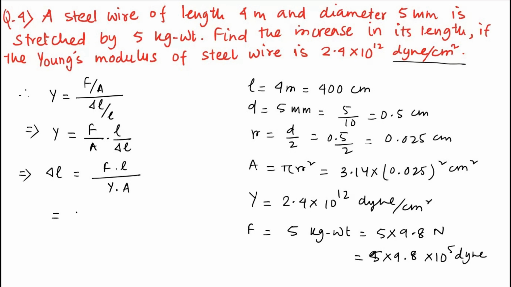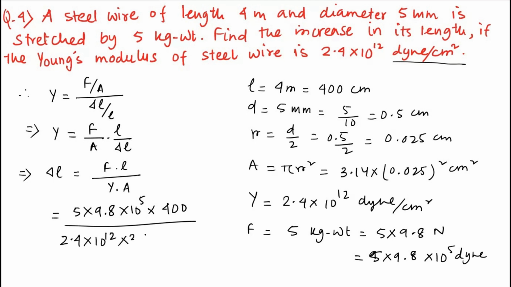So just substitute all the values here. So first 5 into 9.8 into 10 to the power 5, length is 400 centimeter divided by 2.4 into 10 to the power 12 into area is 3.14 into 0.025 square. And after calculating this, we will be getting 0.0041 centimeter. So this is our answer. You have to keep in your mind that here the Young's modulus is in dyne per centimeter square unit, that means in CGS unit. So we have to consider all the data in CGS unit.